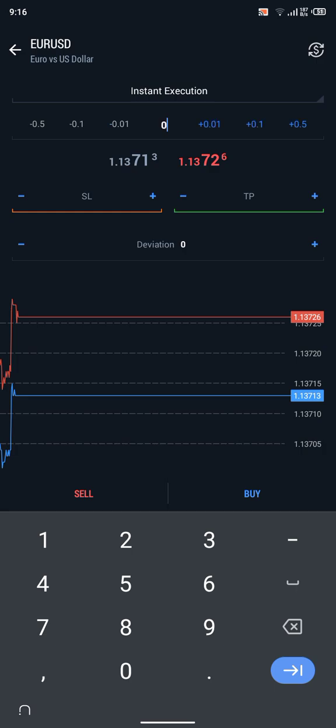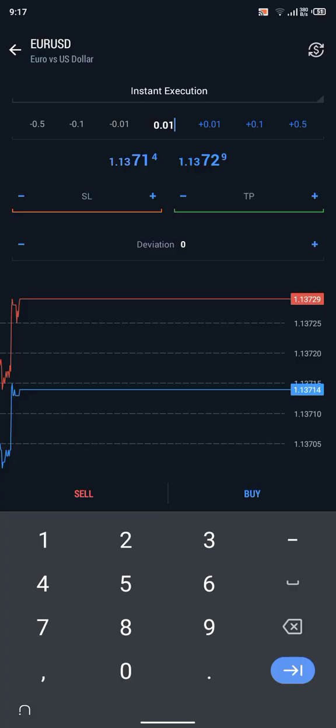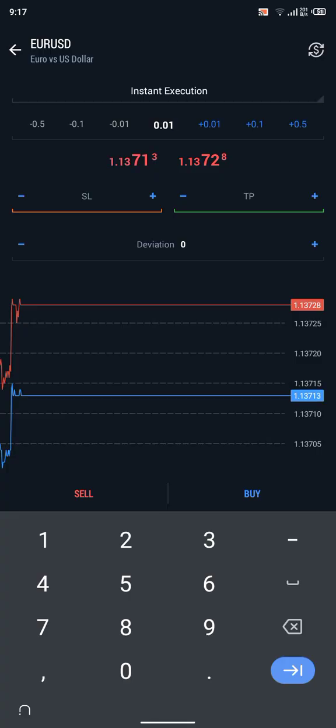So if I am using a 0.01 lot size, which is a micro lot, then I'm basically saying for each pips movement, for each movement in the market, whether the trade is going in my favor or the trade is going against me, I'm going to be making or losing 10 cents. So all the way, if it's 0.02, that's 20 cents, 0.03, that's 30 cents, all the way to 0.09, that is 90 cents.